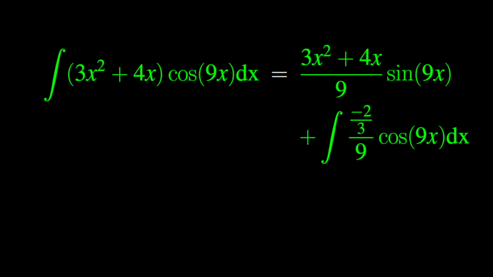Now we have to aggregate the results of these repeated applications of integration by parts to get the final value of the antiderivative of 3x squared plus 4x times cosine of 9x. The first integration by parts gave the following result. The integral of 3x squared plus 4x times cosine of 9x dx is equal to 3x squared plus 4x over 9 times sine of 9x, plus the integral of minus 2 over 3 over 9 times cosine of 9x dx.